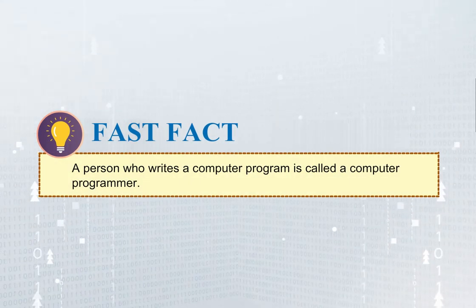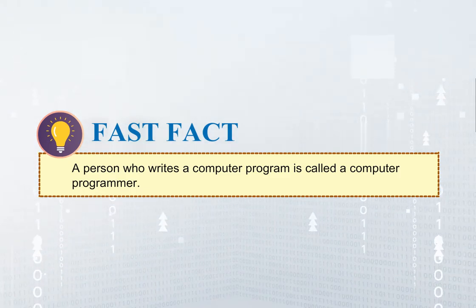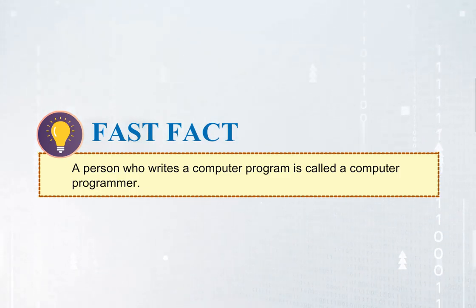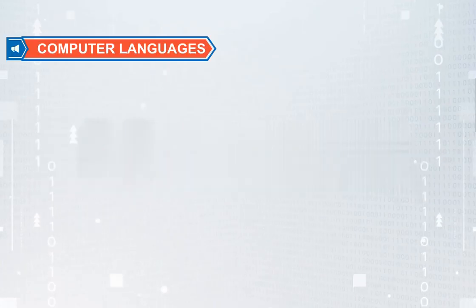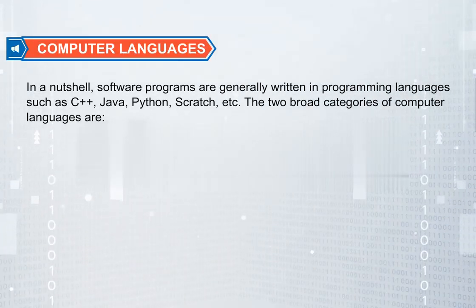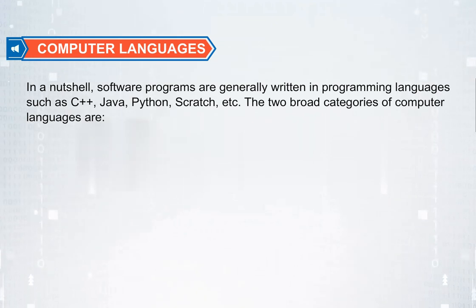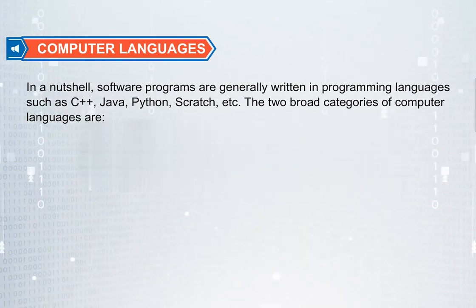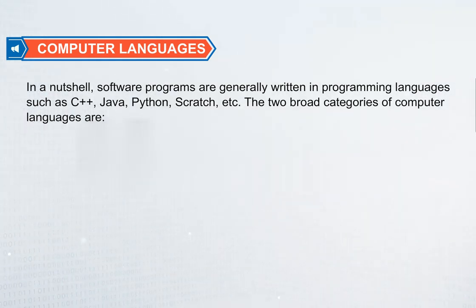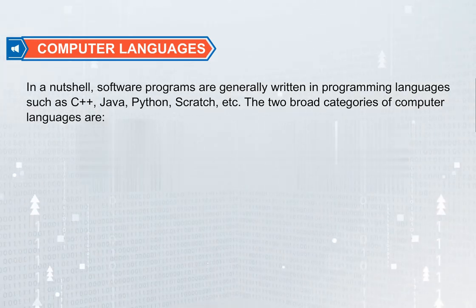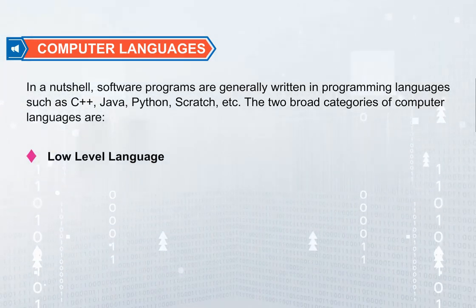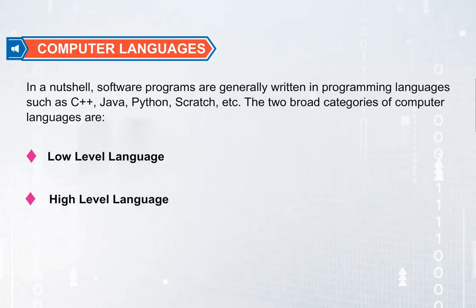Fast fact: a person who writes a computer program is called a computer programmer. In a nutshell, software programs are generally written in programming languages such as C++, Java, Python, Scratch, etc. The two broad categories of computer languages are low-level language and high-level language.